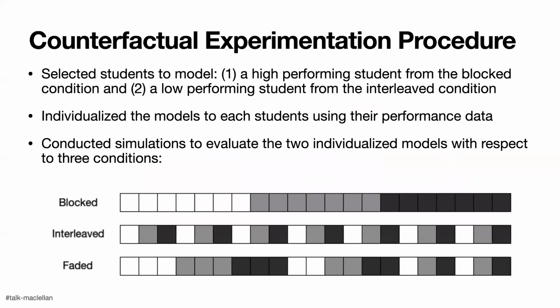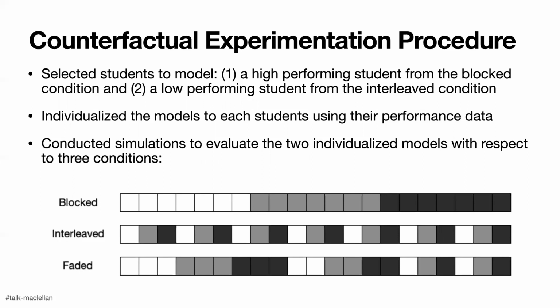So next, given that we have this individualization approach, we wanted to explore how well these individualized models could be used to make predictions for how different students would respond to different possible interventions that they might receive. And we really wanted to look at the performance of these models at the individual level. So we just focused on 2 specific students. We looked at a high-performing student that came from the blocked condition and a low-performing student from the interleaved condition.